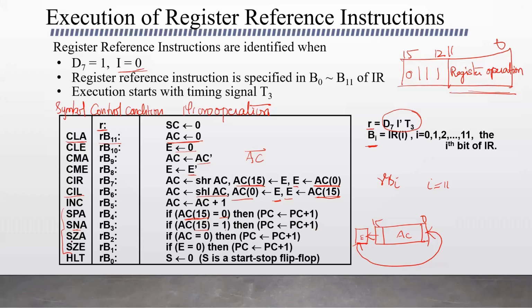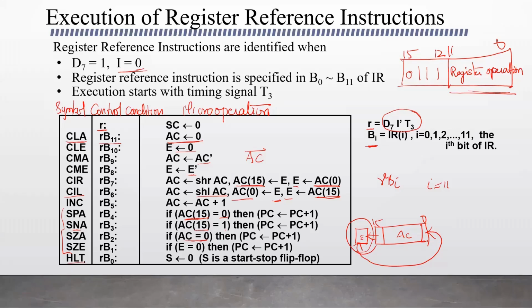And the next one is skip if the accumulator is 0. So we check if AC is 0, then increment PC. The next operation is skip if E is 0, the content of E is 0. So we need to check the carry register E, the flip-flop E. If it is 0, then increment PC by 1, moving to the next instruction.